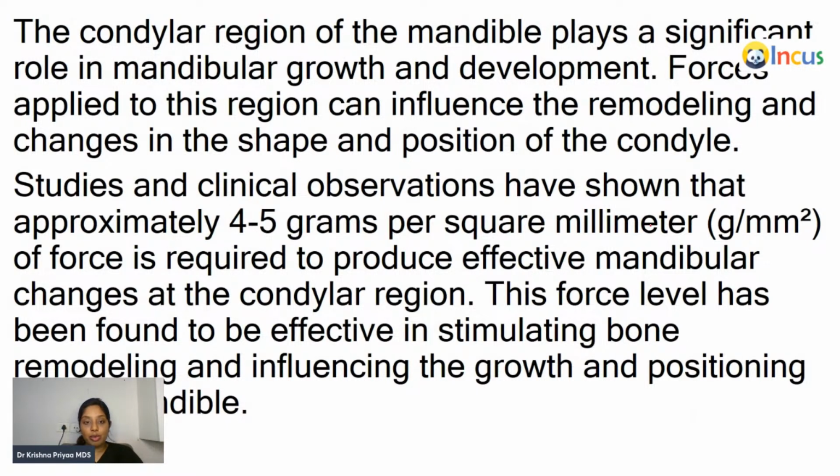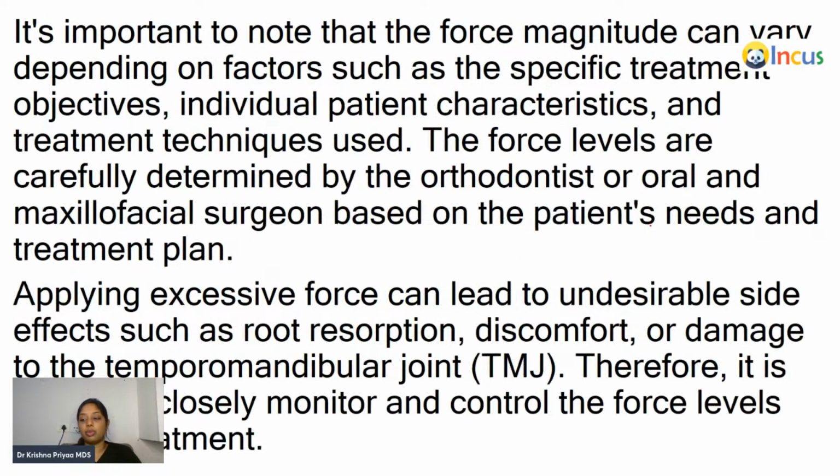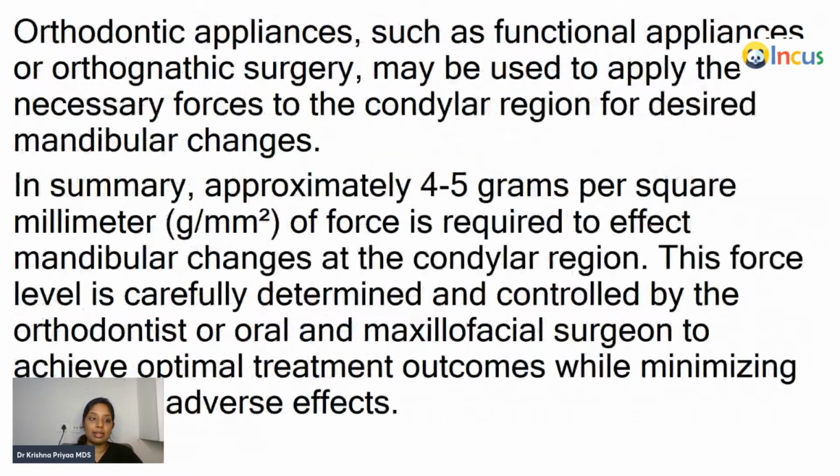So that much amount of force is required. Today we are dealing with a lot of numerical values, so it will be good if you take it all down and note it together so that you can compare. We obviously know that headgear for maxilla is more like 100 to 200. For mandibular prognathism, it goes up to 1000. But for condylar movement or mandibular change, you need only 4 to 5 grams per square millimeter. So when you note them all together, it will be very easy.